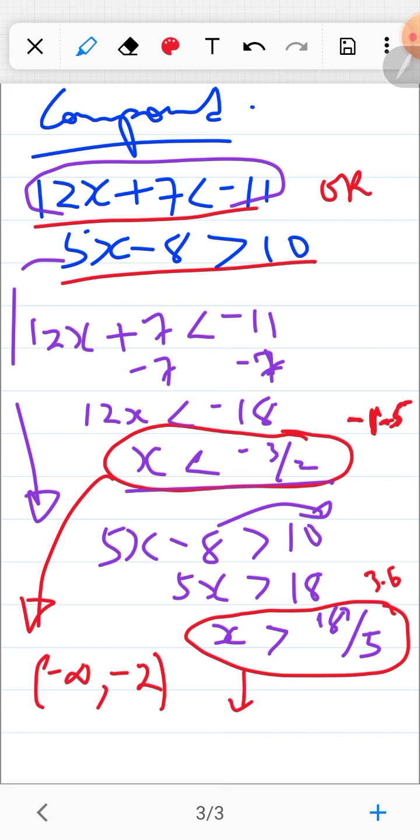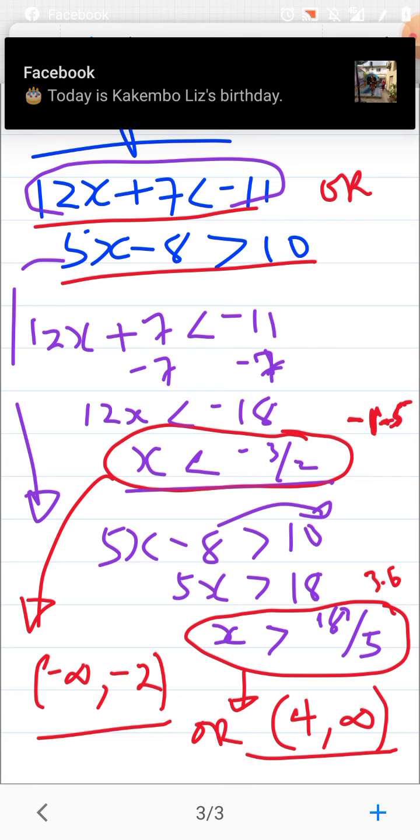Then come to this one. 18/5 is 3.6, I think. You guys can verify. So since it says that x is greater than 3.6, the smallest whole number it can be is 4. So that solution will be starting from 4 going up to positive infinity. So your two solutions are this or that. Just like a linear equation.